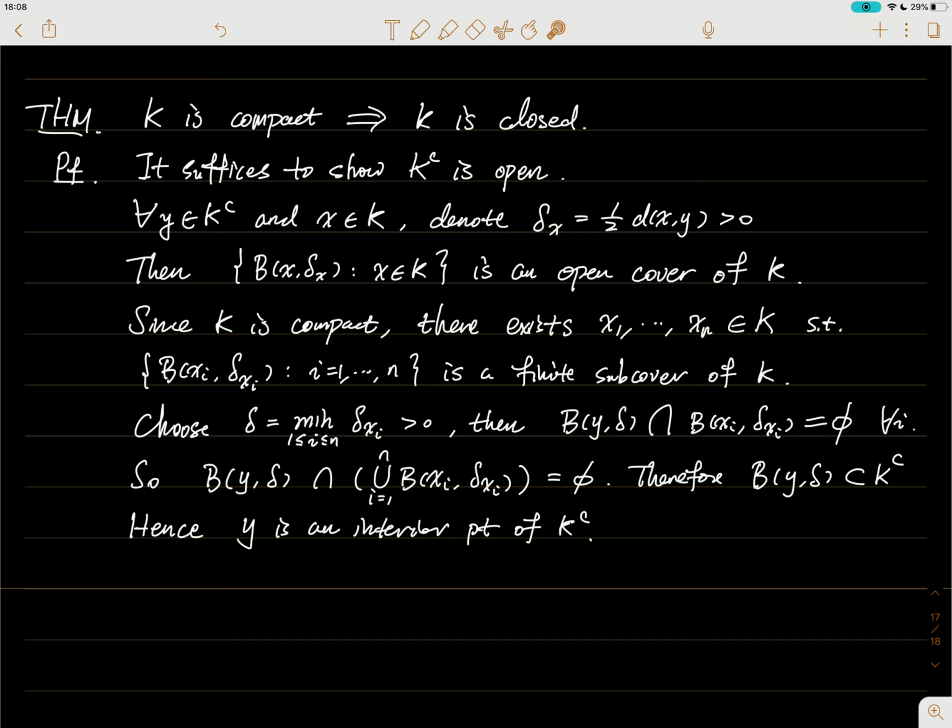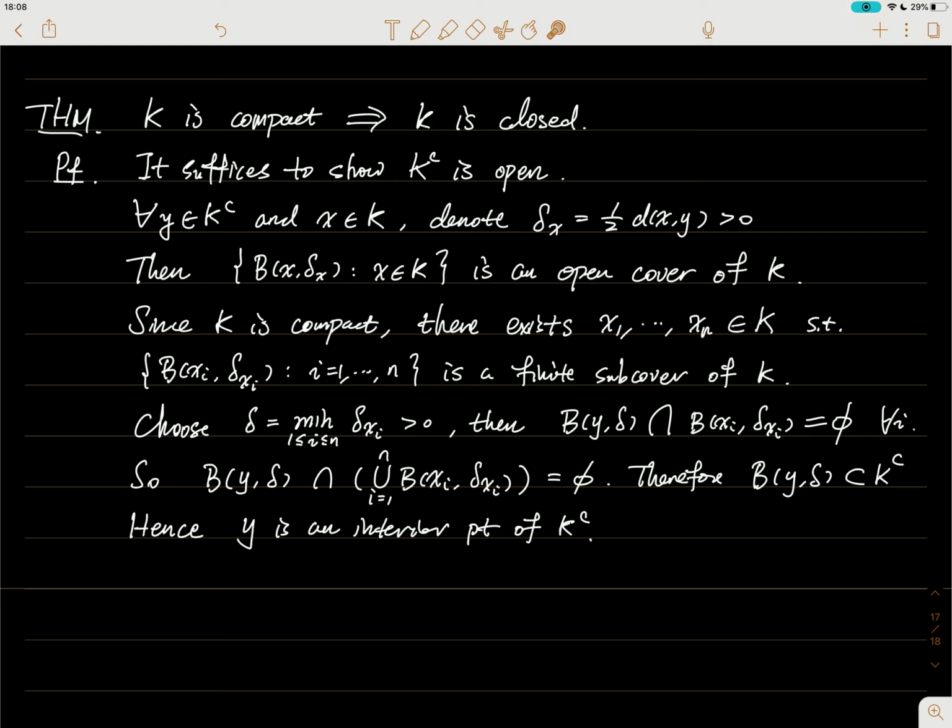And to show that it's open, we just need to show that every point of K complement is an interior point of K complement. So let's say that y is a point from K complement, and for any x in K, let's denote delta x to be half of the distance between x and y. Remember that x is in K, y is in K complement, so the distance between them must be positive. Half of the distance is also positive. So for every x, we find this delta x such that it is positive.